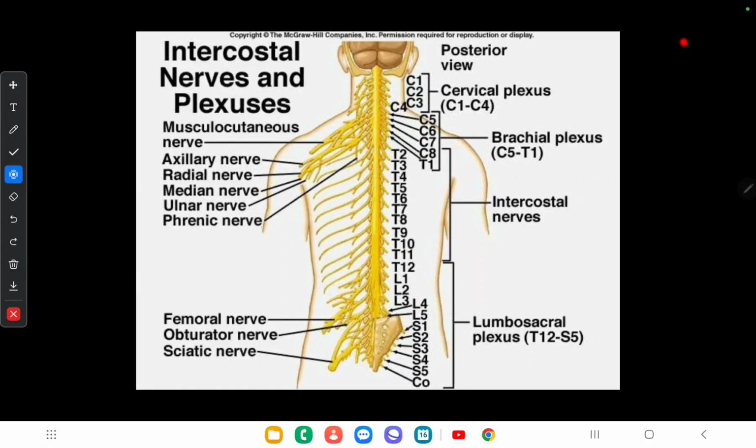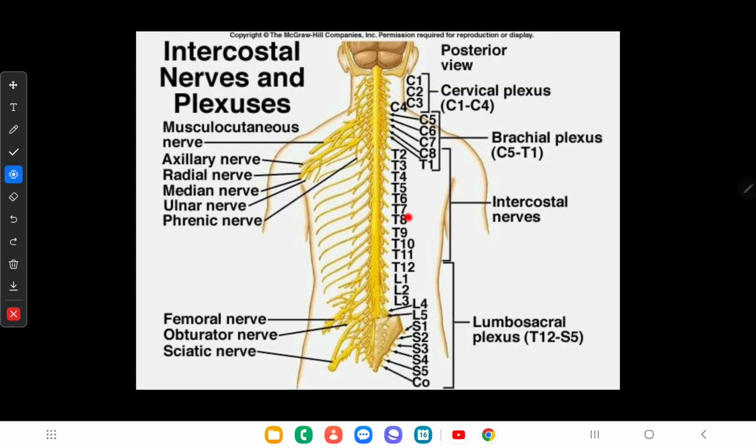Hello everyone. Today we are going to discuss intercostal nerves. Here you can see a spinal cord. This is the area which gives rise to intercostal nerves. You can see T1 to T11 spinal nerves arise from this area. So the intercostal nerves are the ventral rami of T1 to T11 spinal nerves.